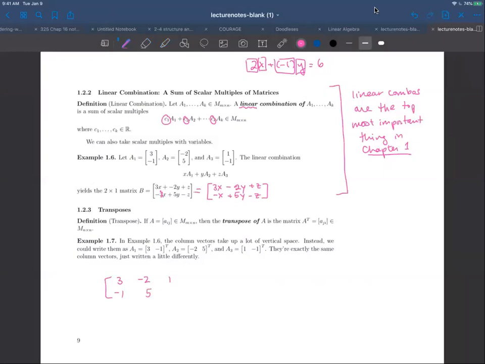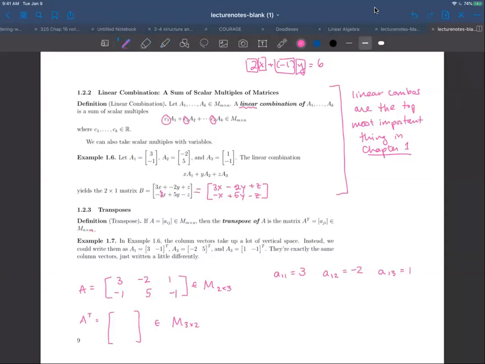Let's say that this is my matrix A, and this is a 2-by-3 matrix. Then A transpose is going to be a 3-by-2 matrix. So in my definition, I should switch my m and n. I'm going to have an n by m matrix at the end of the day. And what I do is I switch the indices. So A11 is 3, and A12 is -2, and A13 is 1.